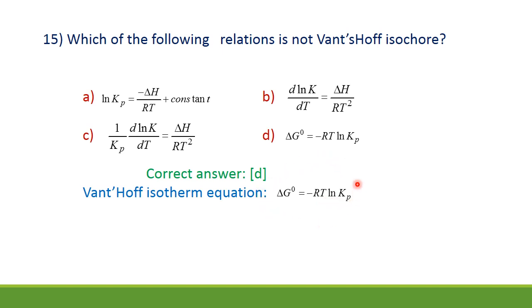இதில் ஒரு 3 ஈக்குவேஷன் தான் இருக்குது. இந்த 3 ஈக்குவேஷனை நல்லா ஞாபகம் வச்சுட்டோம்னா you can expect one question. This type of question is repeatedly asked in the TRP examination. அப்போ which of the following relation is not Van der Hoff isochore means option D. The correct answer is D.